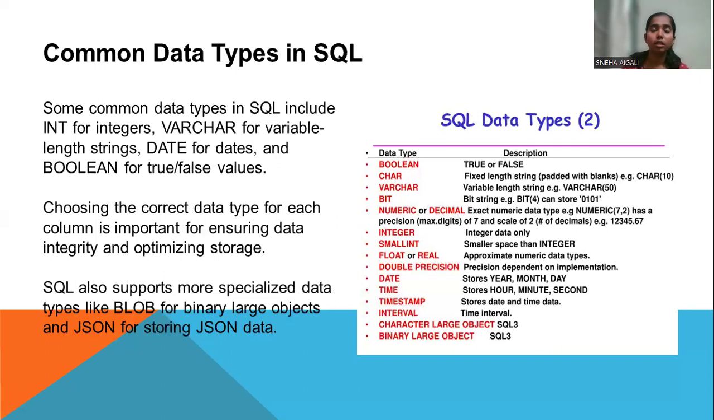Now next up in data definition in DBMS is common data types in SQL. So what are the common data types which are used in MySQL? Some common data types in SQL include int for integers, that is, integers are specified as int while writing the code in SQL. Then varchar is for variable length string, as we have seen in the previous slide. Then date is used for addressing the dates, and Boolean for true or false values. Then choosing the correct data types for each column is important for ensuring data integrity and optimizing storage. SQL also supports more specialized data types like BLOB for binary large objects and JSON for storing JSON data.